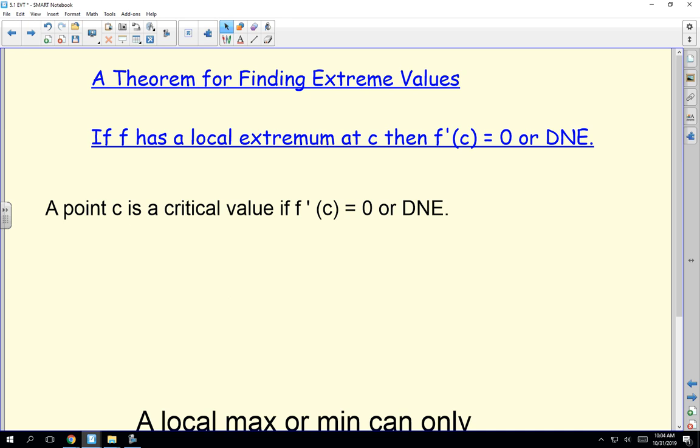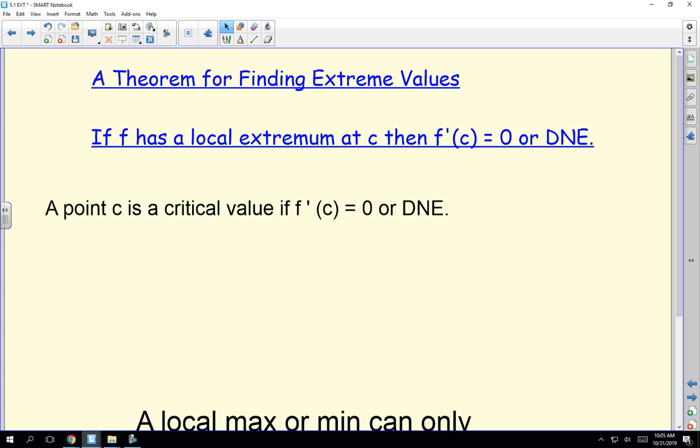When we get into real-life applications of the derivative, you'll be asked, what is that y value? Because it might correspond to the maximum area, maximum volume, or minimum perimeter for a given area, that type of thing. So if f has a local extremum at C, then f prime of C equals 0 or does not exist. So here's how we bring the derivative into it.